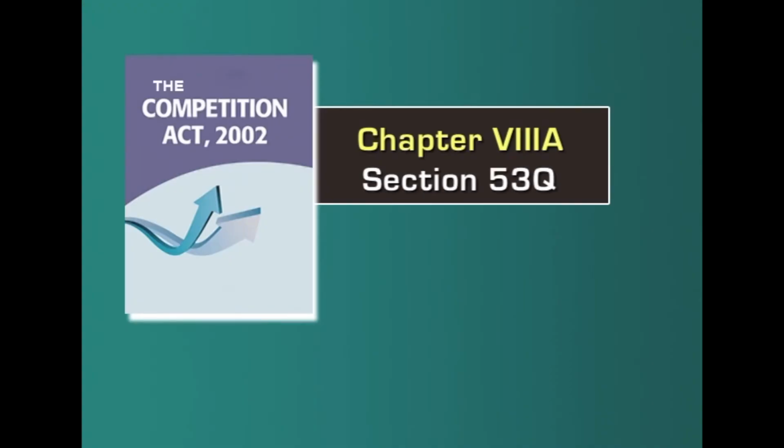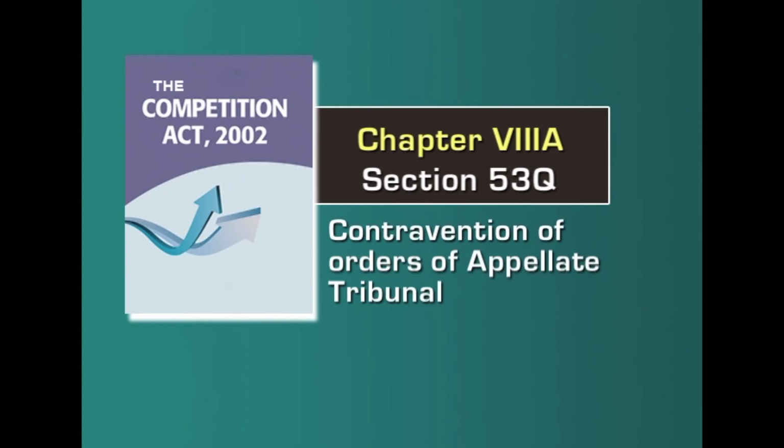Further, section 53Q talks about contravention of the orders of the Appellate Tribunal. It says if there is a contravention of the orders passed by the Appellate Tribunal, it will lead to penal consequences, and a penalty not exceeding ₹1 crore or imprisonment for a term up to 3 years or both may be imposed by the court of Chief Metropolitan Magistrate at Delhi, which is designated to deal with issues relating to contravention of the provisions of this Act, including when there is a contravention of the orders passed by the Appellate Tribunal.